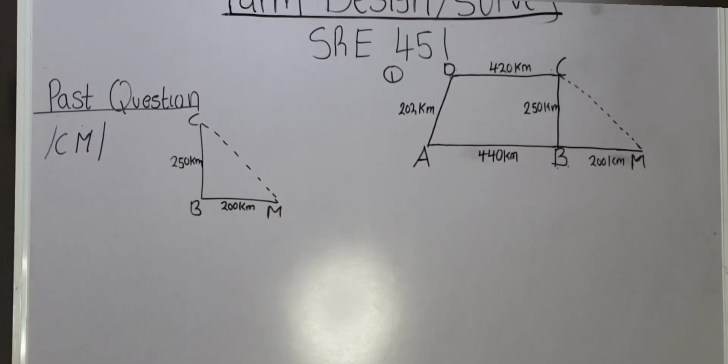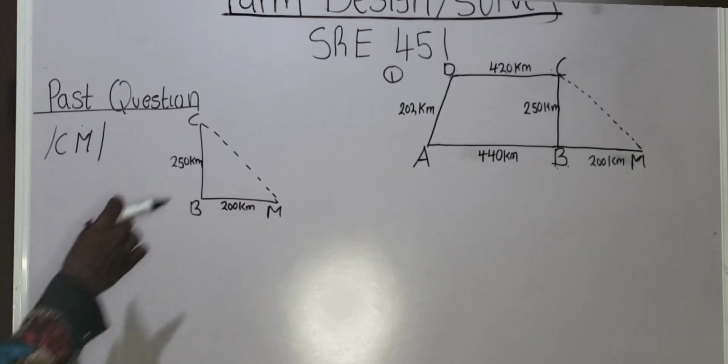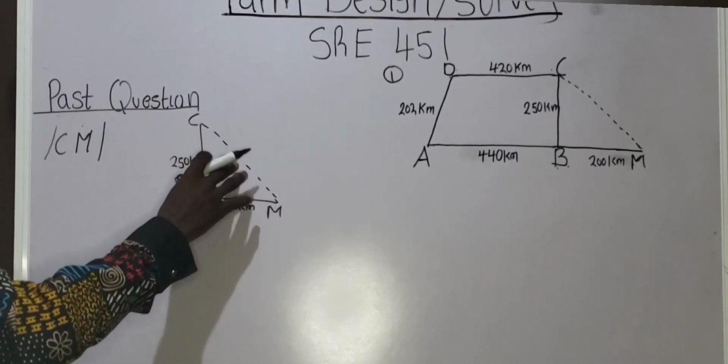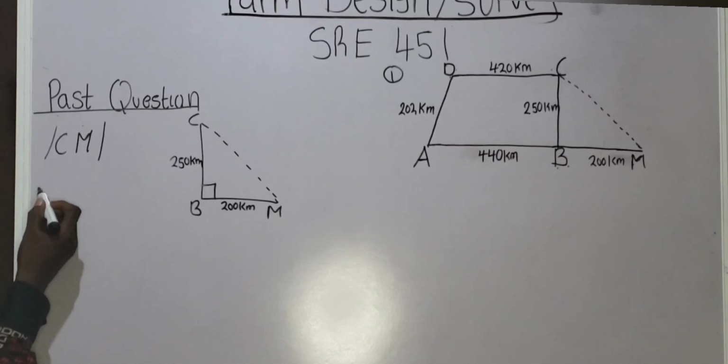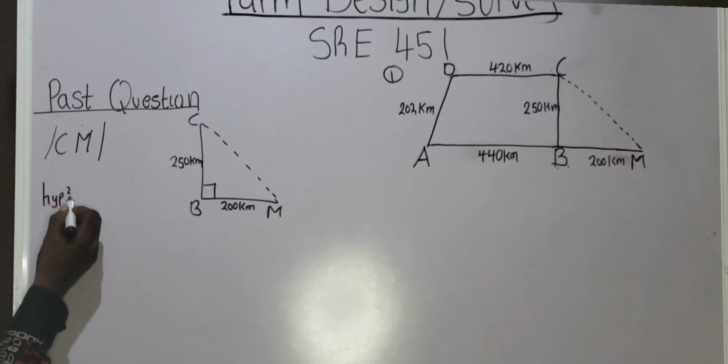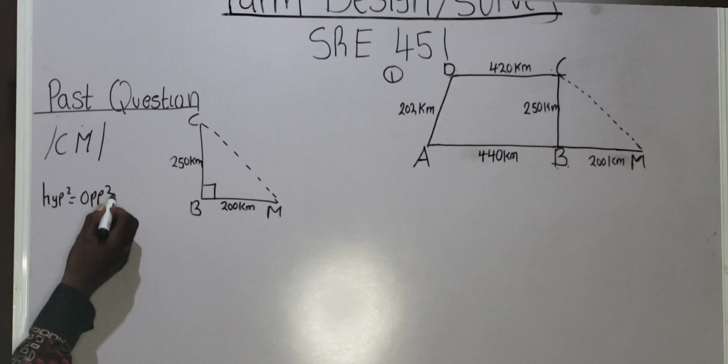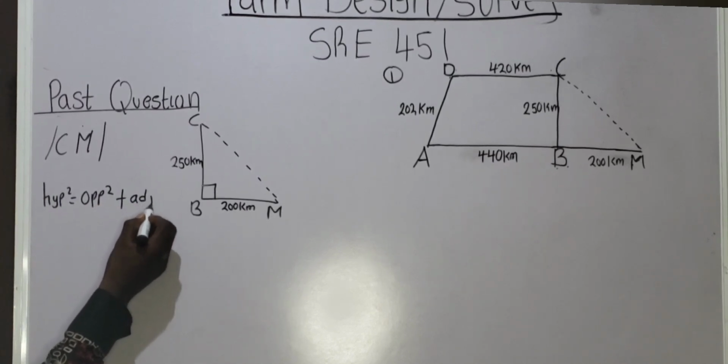Now, to get the value of line CM, what are we going to do? We are going to make use of Pythagoras theorem. According to Pythagoras theorem, because this is a right angle triangle, the square of the longest side of this right angle triangle is the sum of the squares of the other two sides. That is, hypotenuse squared is equal to opposite squared plus adjacent squared.